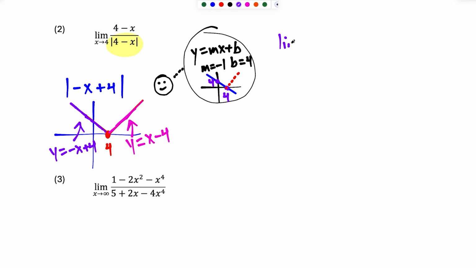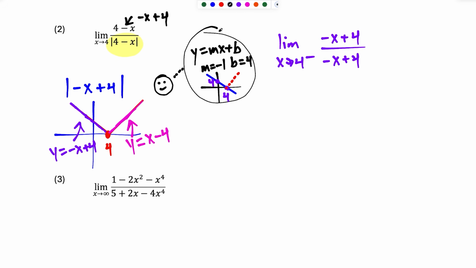We have the limit as x approaches 4 on the left side. When we are approaching 4 from the left, we're on this line in purple. So the absolute value piece on bottom, we could actually replace with negative x plus 4. And now the expression on top, just know that 4 minus x is the same thing as negative x plus 4. So we could just write negative x plus 4 on top, like this.